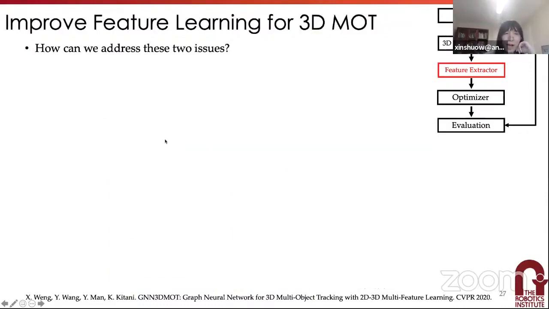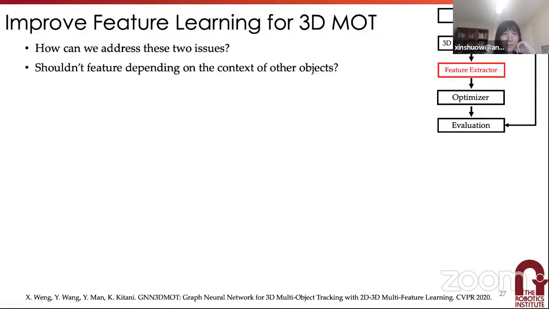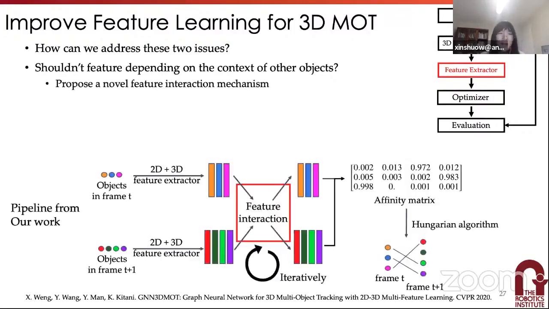Okay, now we know the issues. How can we address them? At the beginning of this project, we started by asking ourselves two questions. The first one is, shouldn't the feature depend on the context of other objects? Shouldn't we encode the context information? Well, the answer is yes, and we proposed a novel feature interaction mechanism here. The purpose of this feature interaction is clear, which is to propagate information from each object to all other neighboring objects. And we do this interaction iteratively in many layers so that we can encode enough context information.